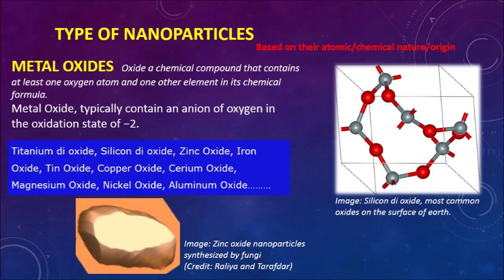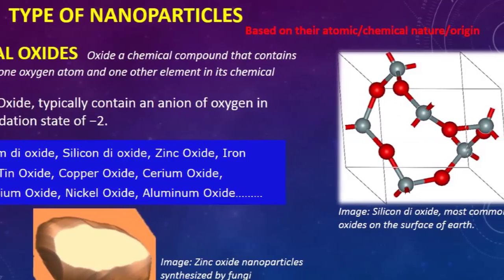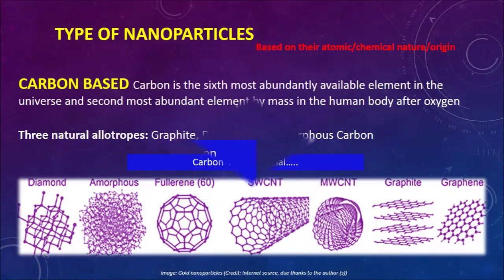In nanotechnology, titanium dioxide, silicon dioxide, zinc oxide, iron oxide, tin, copper, cerium oxide, magnesium, nickel, and aluminum oxides are studied more than other oxides due to their applications in the biomedical sector, engineering sector, thin films, solar cells, and biological applications. In the image at the bottom, you can see a single zinc oxide nanoparticle, which was synthesized using fungi.